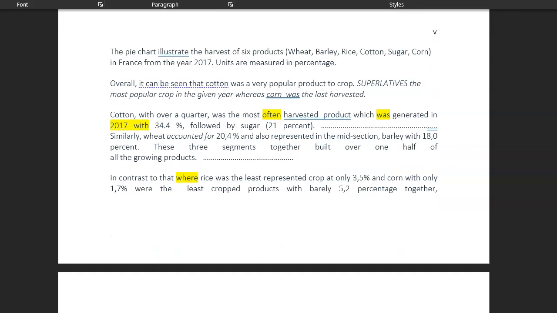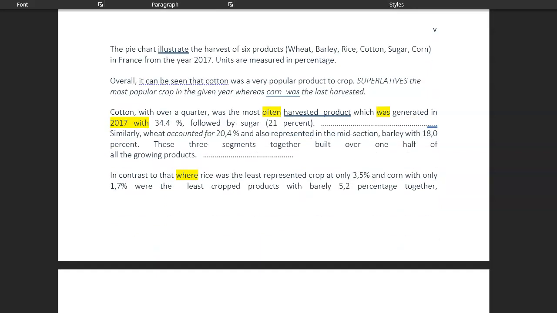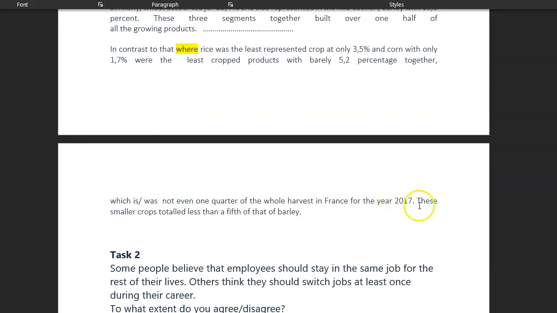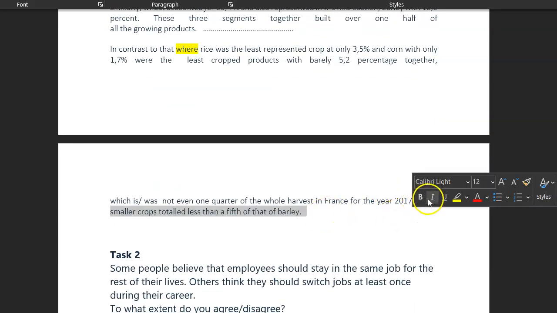These smaller crops totaled less than a fifth of that of barley, something like that. You need a little bit more. You must get to your 150 words. Okay, so that's another nice kind of sentence that you could have in there.